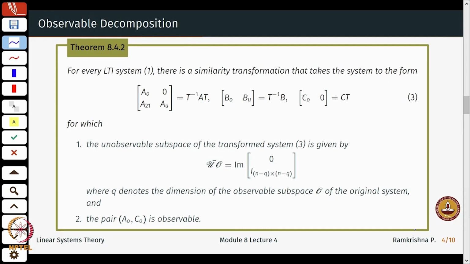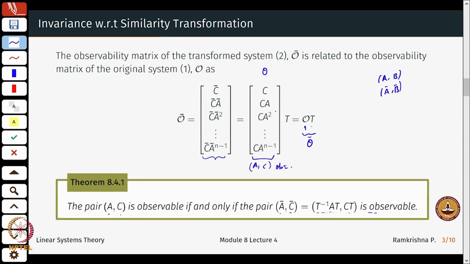So for every LTI system, we will ask ourselves: the system is observable when the rank of this observability matrix is n. So what if the rank is less than n? That is what we will answer now.